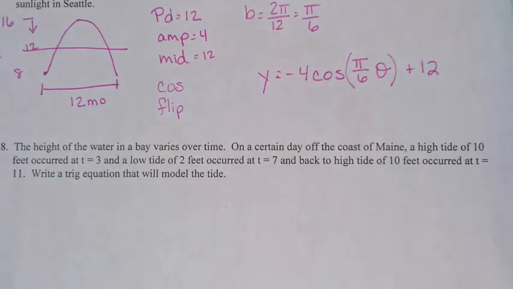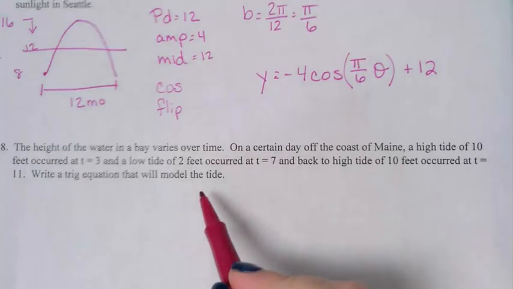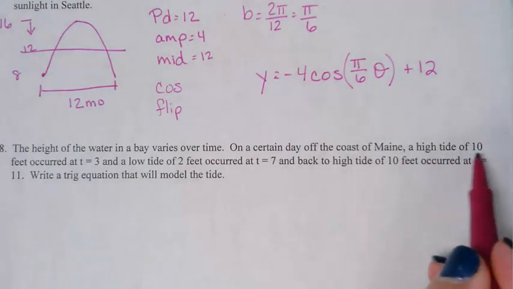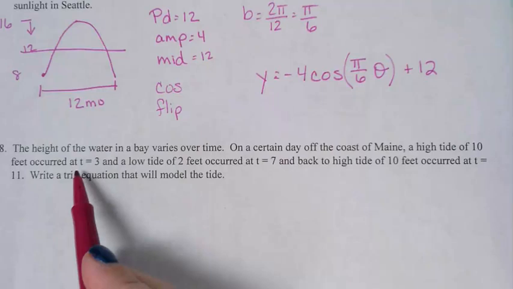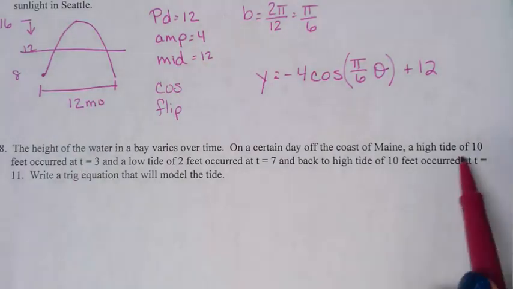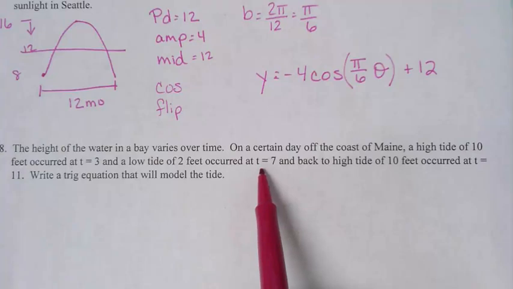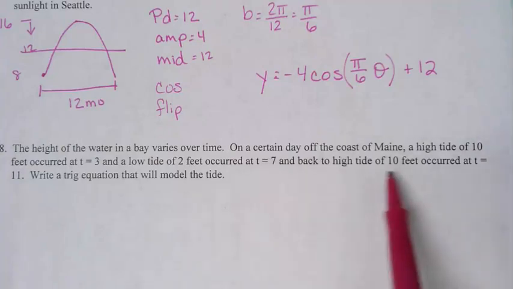Okay, so the height of the water in the bay varies over time. On a certain day off the coast of Maine, a high tide of 10 feet occurs at t equals 3. A low tide of 2 feet occurs at 7, and back to the high tide at 10.